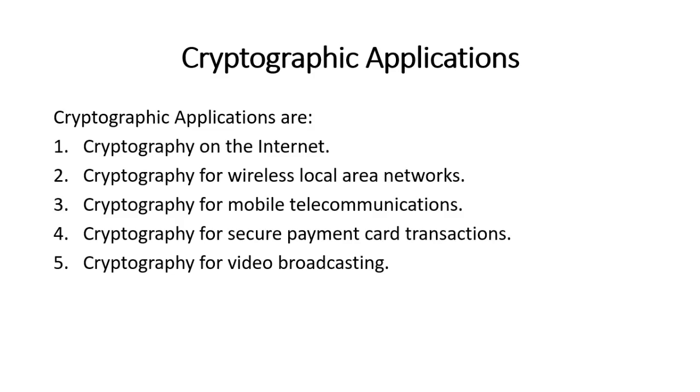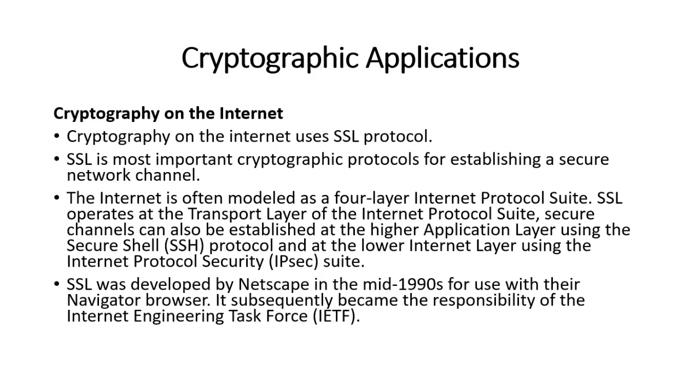First one is cryptography on the internet. So how the cryptographic techniques are going to be used for the purpose of internet. Second one is cryptography for wireless local area networks. So for wireless networks, how the same cryptography is used, and for mobile telecommunications, secure payment card transactions, and finally video broadcasting. So for all these applications, how exactly the cryptography is going to be used. So let us discuss one by one.